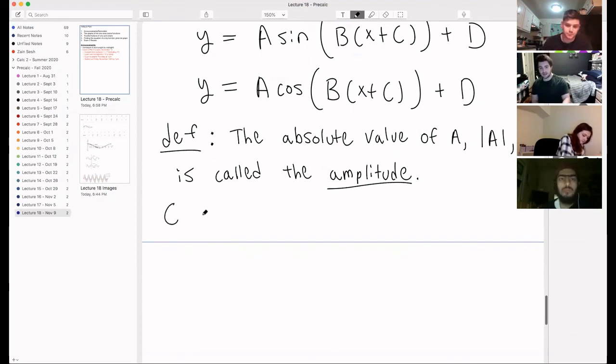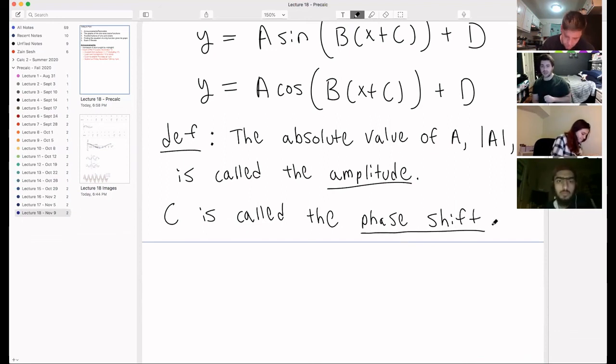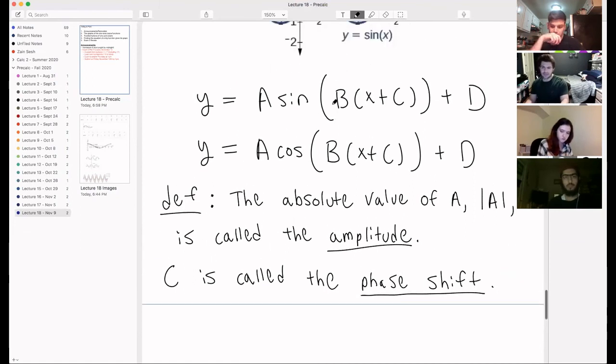C is called the phase shift. So that's kind of fancy sounding. It's not called a horizontal shift in this context. It still is a horizontal shift, don't get me wrong here, but we just give it this special name of phase shift. B doesn't have a special name, so don't worry about B.